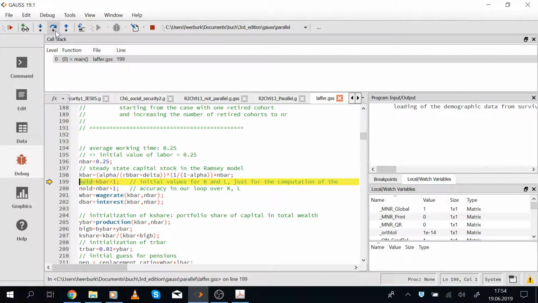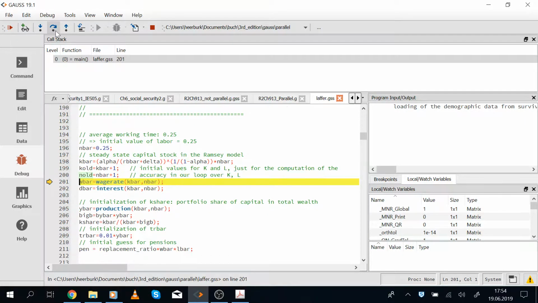Now we just store, we use k-old and n-old, two variables to compute the initial change in the capital stock from the iteration over the capital stock. So this is just to have a measure of convergence here. And it needs to be different from k-bar and n-bar so that we don't stop our iteration. We compute the wage and the interest rate from this.